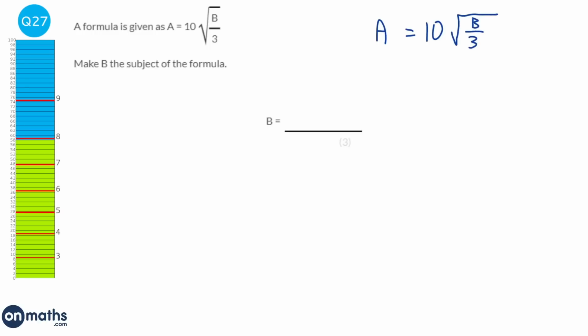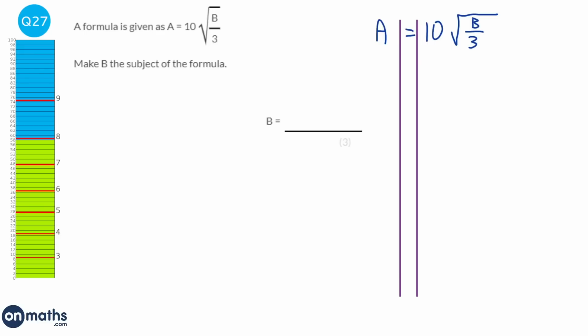And we're asked to make b the subject. So we're going to put our solving lines in. The first thing we need to do is get rid of this 10 here. So we're going to divide both sides by 10. And that will mean we have a fraction here, a over 10, and we've got the square root of b over 3.